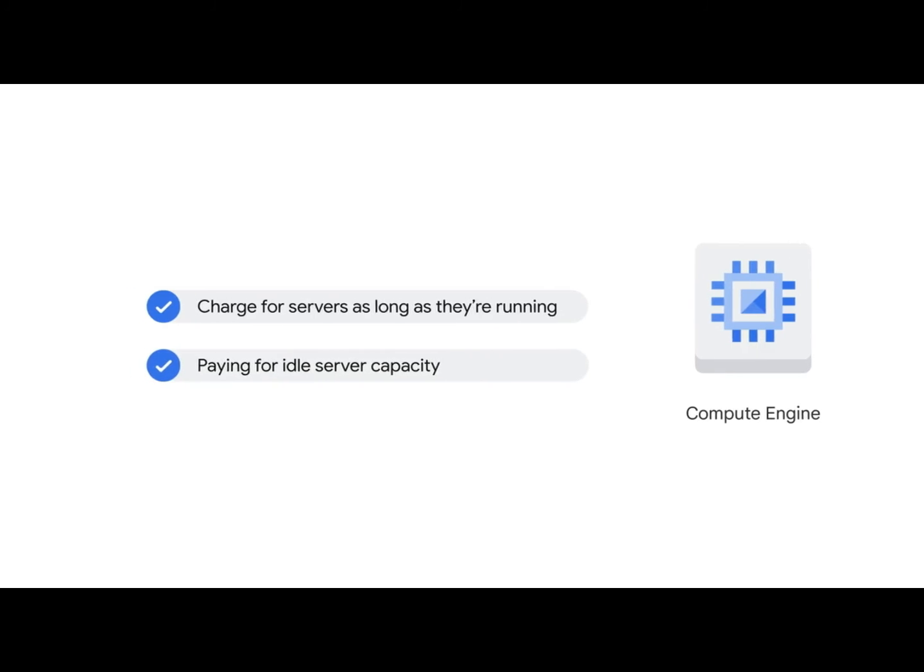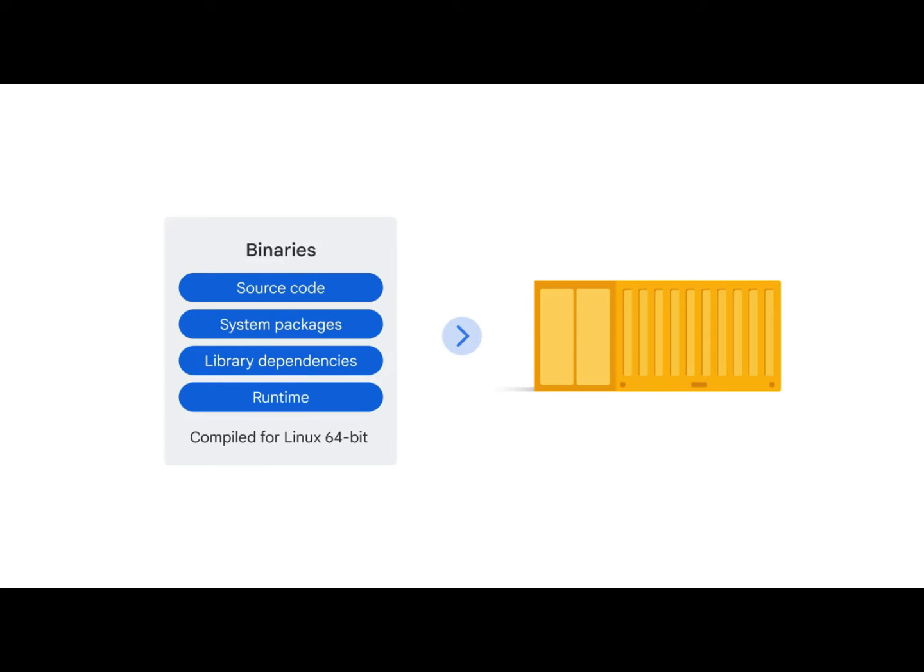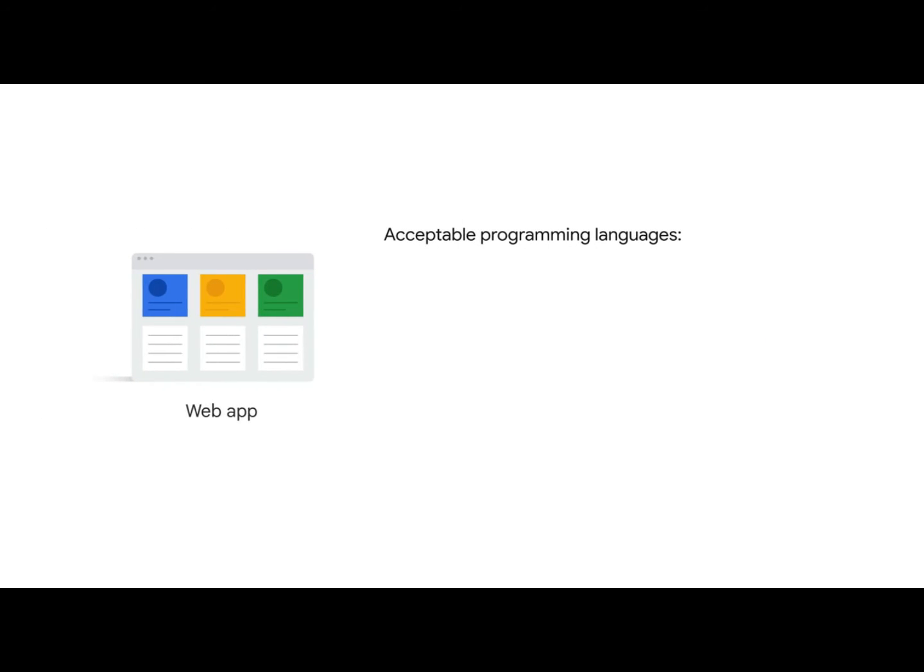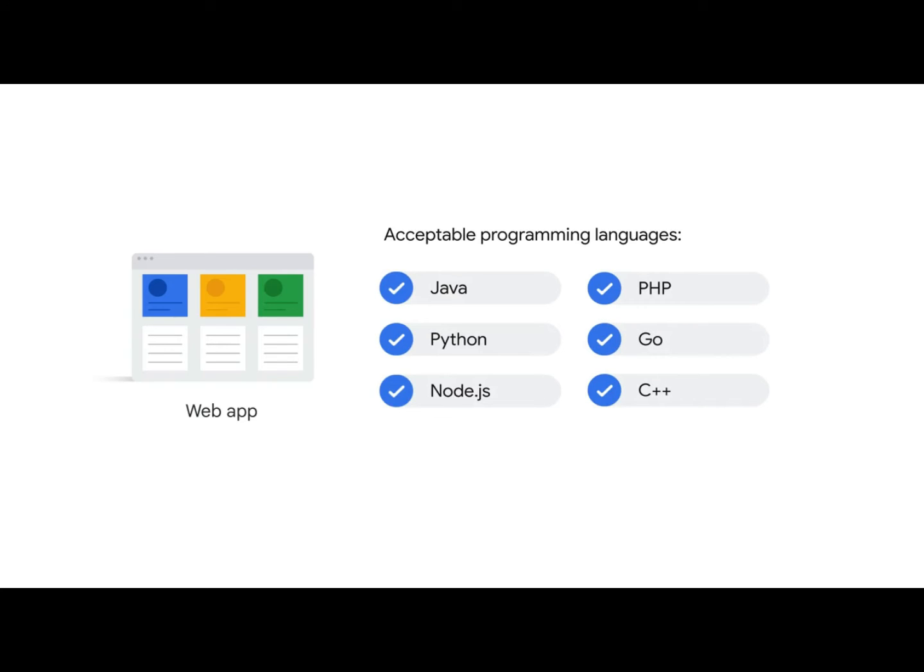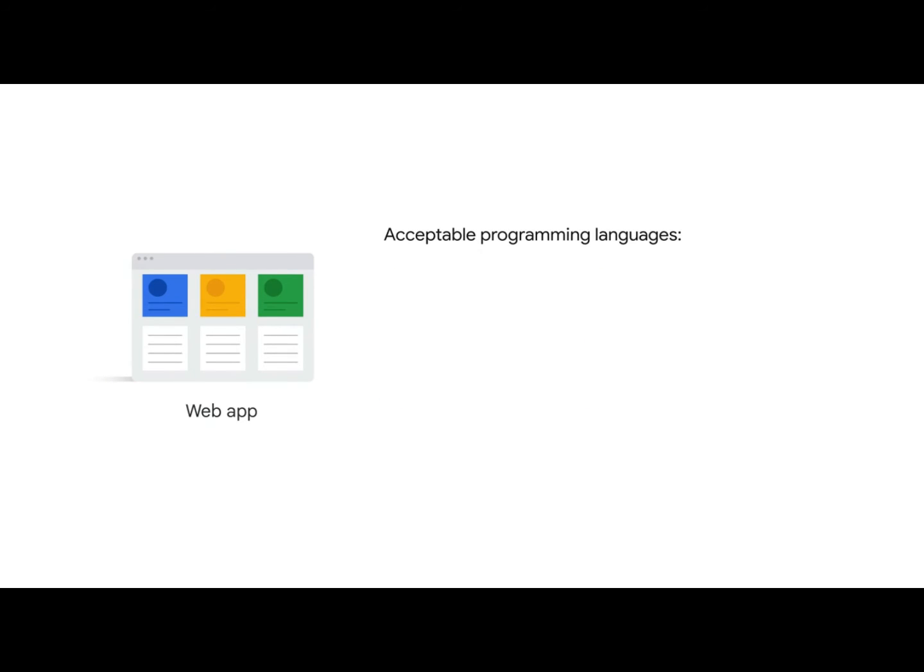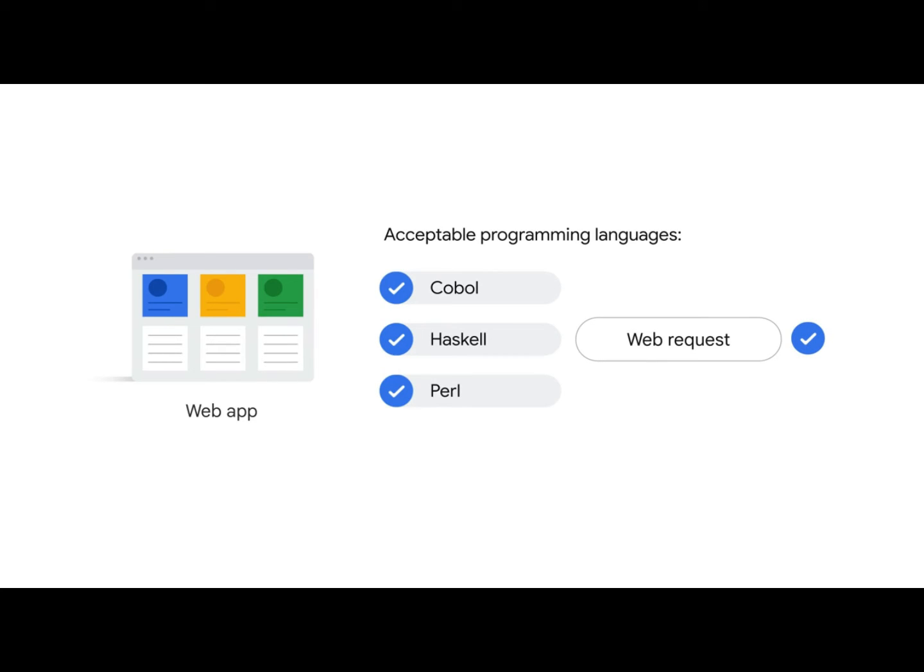Most of the other compute products, such as Compute Engine, charge for servers as long as they're running, even if you're not using them. This means you're often paying for idle server capacity. You can use Cloud Run to run any binary, as long as it's compiled for Linux 64-bit. Now, this means you can use Cloud Run to run web applications written using popular languages, such as Java, Python, Node.js, PHP, Go, and C++. And you can also run code written in less popular languages, such as COBOL, Haskell, and Perl. As long as your app handles web requests, you're good to go.